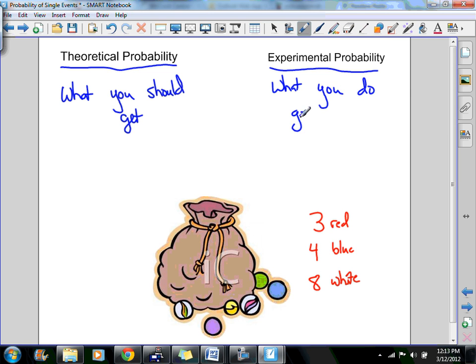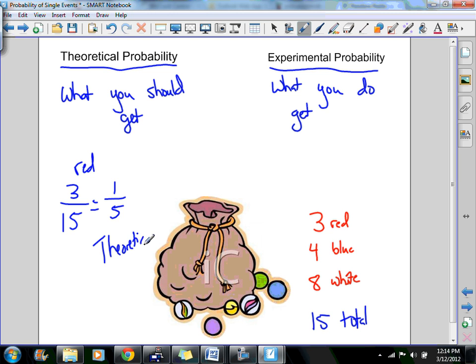So if we have this bag of marbles here on the bottom that have 3 red, 4 blue, and 8 white, first of all, we need to figure out the total. So I add all those numbers up and I get 15 total. And I want to know the theoretical probability of getting a red. I would do 3 because that's our event on the top, and our total is 15 on the bottom, which simplifies down to 1 over 5. So I have a 1 out of 5 probability of getting a red.